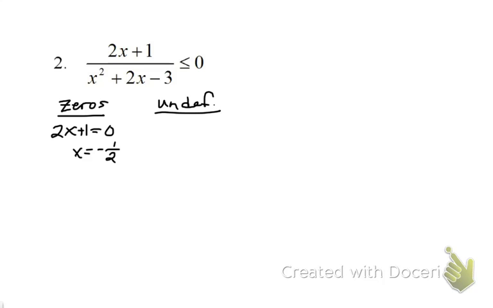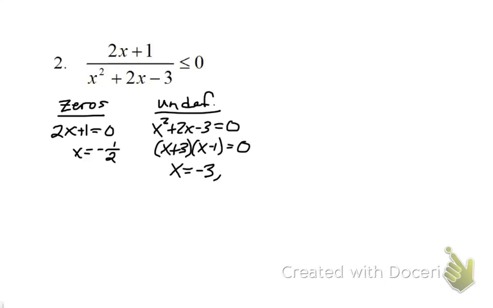We'll look at where this expression is undefined. That's the denominator, x squared plus 2x minus 3 equal to 0. Since this is quadratic, we can solve it using a number of different approaches. So let's factor: x plus 3 and x minus 1 equals 0. That gives us two values that make this expression undefined, and that's going to be x equals negative 3 and x equals positive 1.